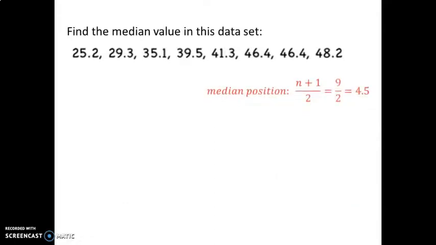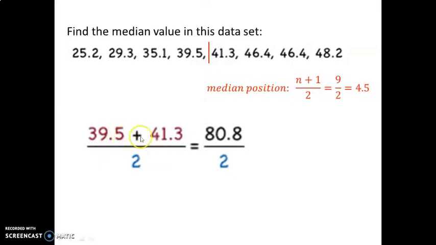This data is already in order, so we're going to find the median position. Number of data points is 8, plus 1 is 9, 9 divided by 2, 4.5. So the 4.5th data value, which is in between the 4th and the 5th, is right here. What would be that middle number between those two? Again, when we have numbers like this, sometimes it's obvious what the middle number is between them, but other times we need to actually find the average to find the middle. So 39.5 plus 41.3 divided by 2 gives us the average. And that's going to tell us the number right in between those two, and that number is 40.4.